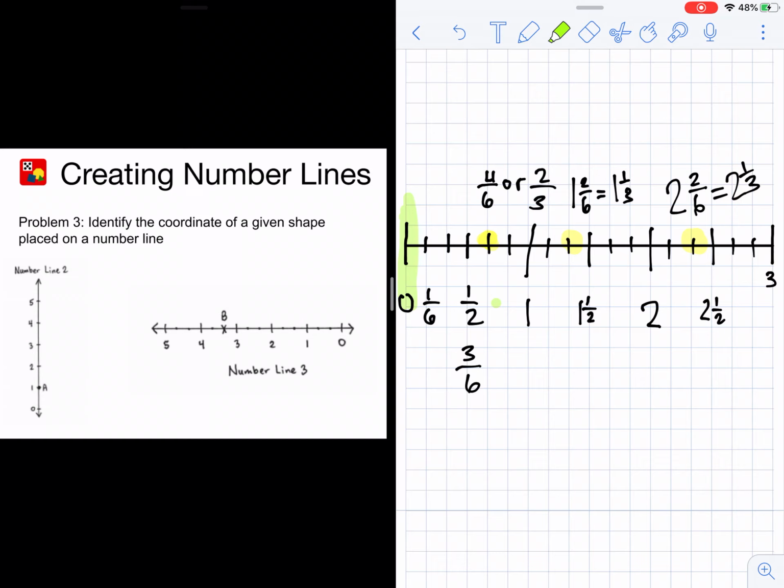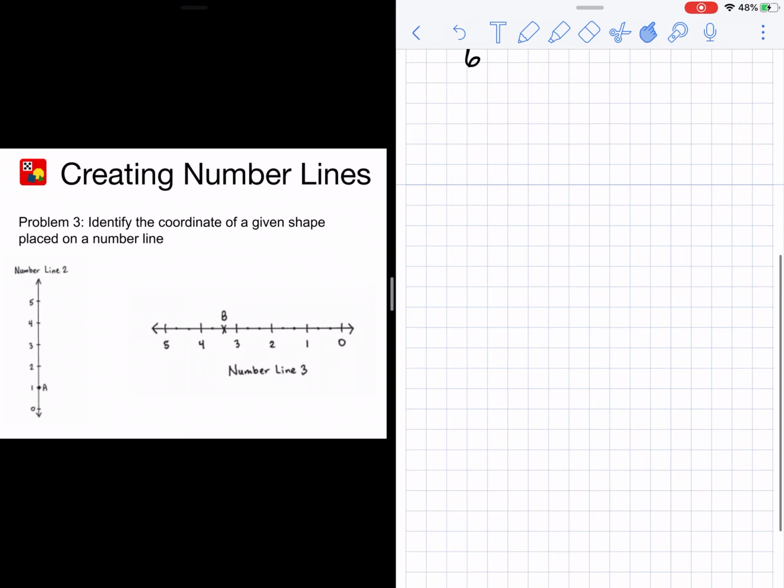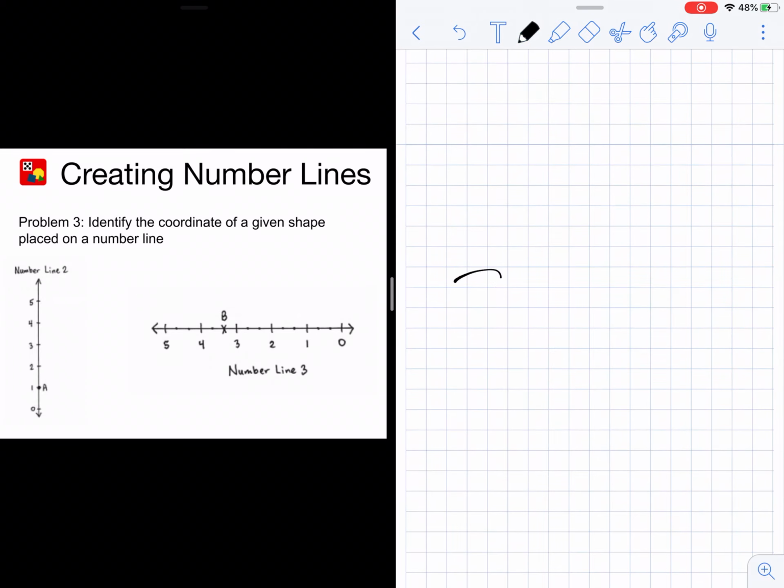So identify the coordinate B. So if we look at B there, we have the numbers or the coordinates 1, 2, 3, 4, and 5. And then in between them, they are broken into thirds. So B is after 3 and before 4. So if we're looking at this number line, the distance from 0 to B is, from 0 to B, it is 3 1/3. Okay?